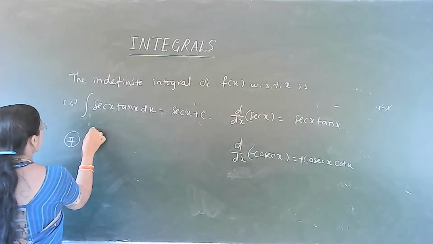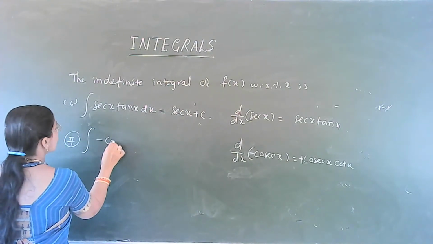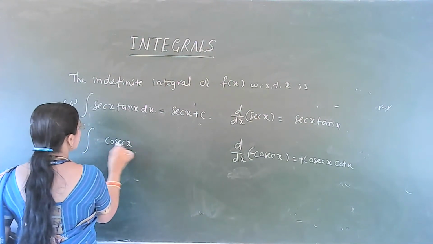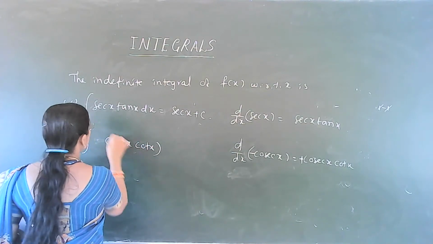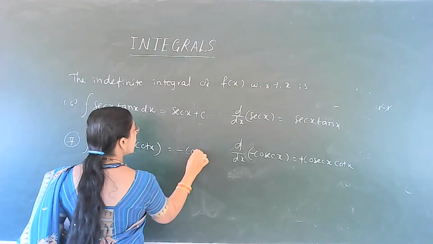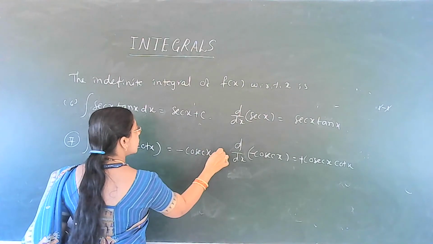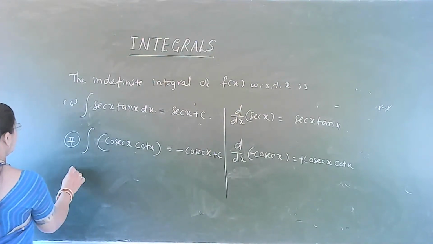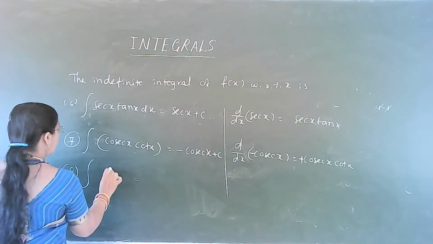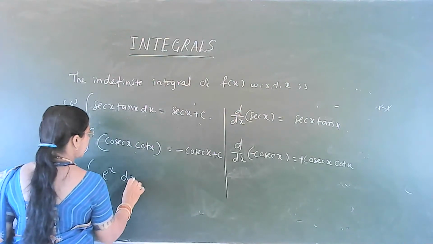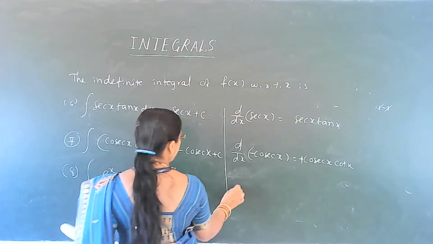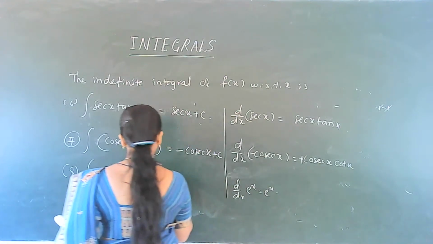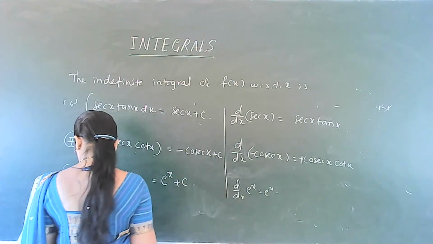Then seventh one, integration of cosec x cot x is equal to minus cosec x plus c. Then you understand about the integration of e to the power x dx is equal to e to the power x, because d by dx of e to the power x is equal to e to the power x. So e to the power x plus c.